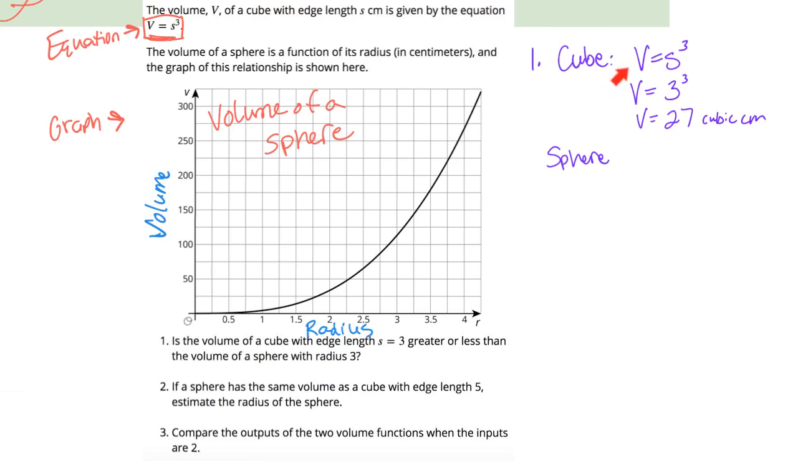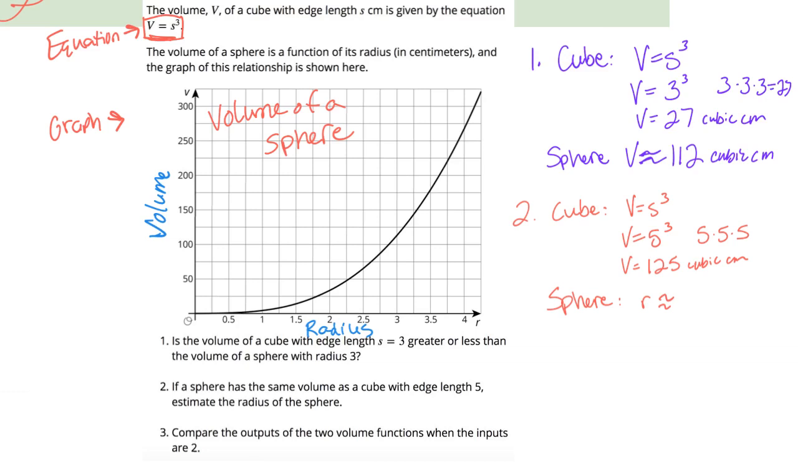First of all, the cube is what we're using the equation for. Volume is going to equal the side length cubed. Remember, length times width times height. But in a cube, those 3 things are all the same. So it's the side length times itself 3 times. So I'm going to plug in 3 as my input, and I end up with my volume being 27 cubic centimeters. And that's because 3 times 3 times 3 equals 27. For the sphere, I'm looking at the graph, and I'm looking at my radius of 3, and I end up with a volume of approximately 112 cubic centimeters.